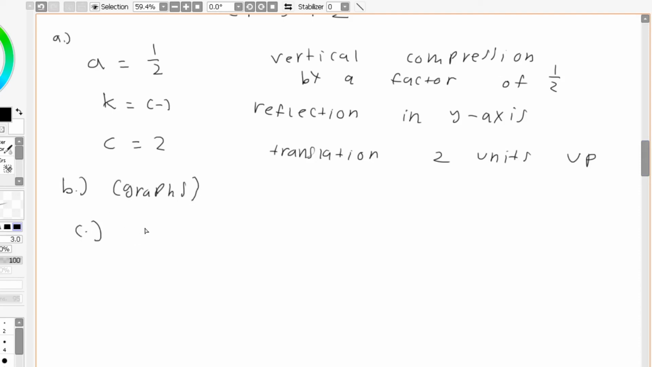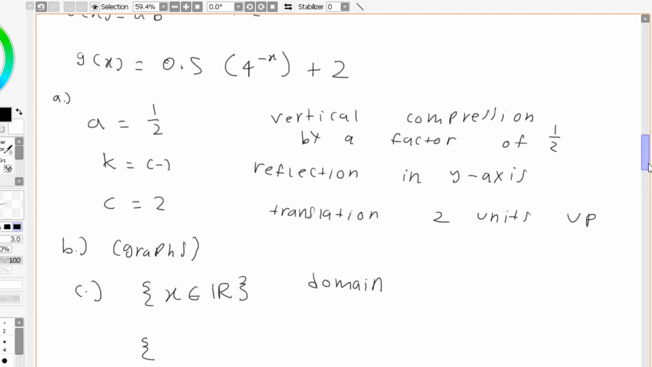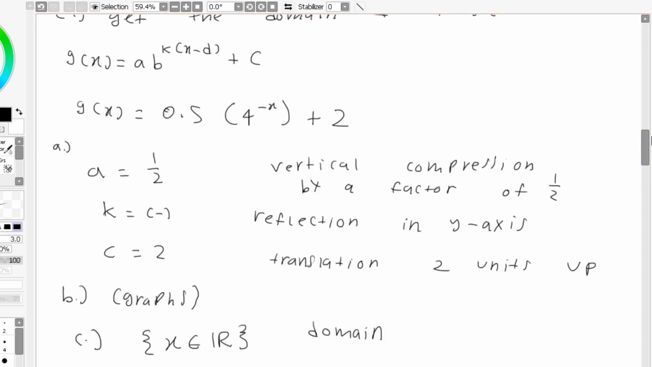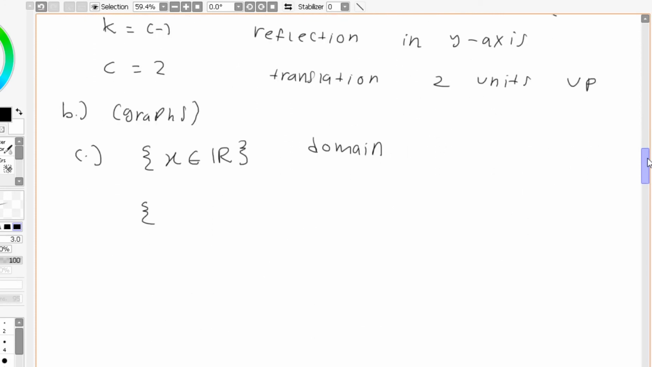Alright, so the rule is that for the domain, it will always be x is an element of the reals. It doesn't change regardless of the transformation. But for the range, we have to watch out for the asymptote. And what you can also do is just look at the function. Here, it's going to be 2. Y equals 2 is going to be the asymptote. So for our range, we have y is an element of the reals, and y has to be greater than 2.